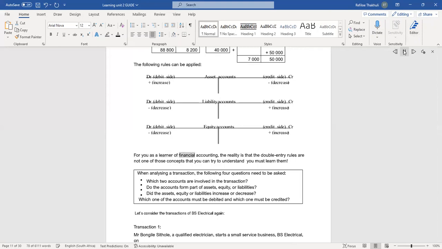For you as a learner of financial accounting, the reality is that the double entry rules are not one of those concepts that you can try to understand. You must learn them. When analyzing a transaction, the following 4 questions need to be asked. Which 2 accounts are involved in the transaction? Do the accounts form part of assets, equity, or liabilities? Did the assets, equity, or liabilities increase or decrease? Which one of the accounts must be debited and which one must be credited?